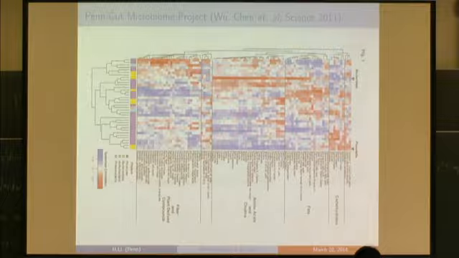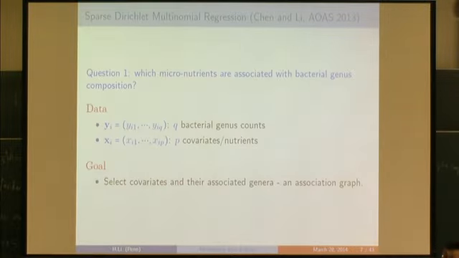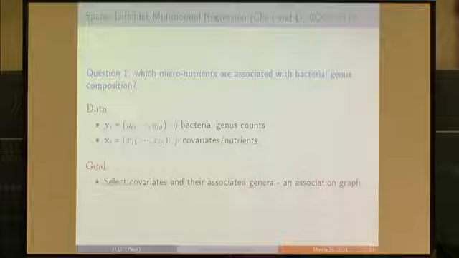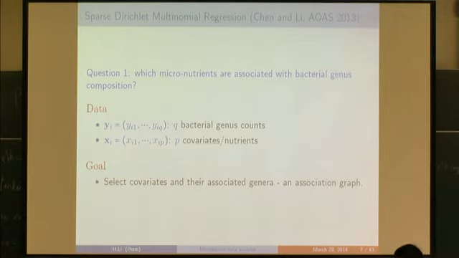And just to confirm what we observed, we also fit a statistical model to the data. The first model we fit is a very typical standard Dirichlet multinomial regression, but it's a sparse version of the Dirichlet multinomial regression. So the question we want to ask, remember, with that data is which micronutrients are associated with which bacteria genera, a genus association. The data we have for each individual, we have Q bacteria genus counts. So those are the counts we observed. And we have P covariates, which are the micronutrients.